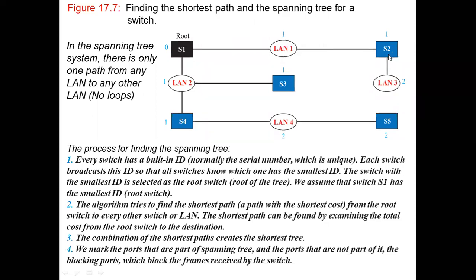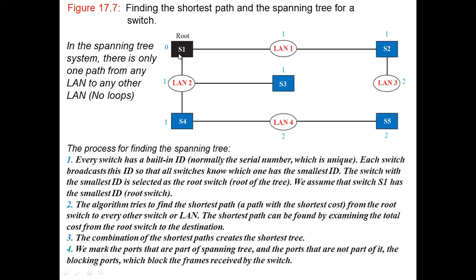Next path, from switch 2 to LAN 3. From switch to LAN, the hop count is 1. So 1 plus 1, this cost will be 2. So this is one of the path formulas. Now, if I keep on increasing in this direction, the cost will start increasing, right? So I will terminate and come back here.